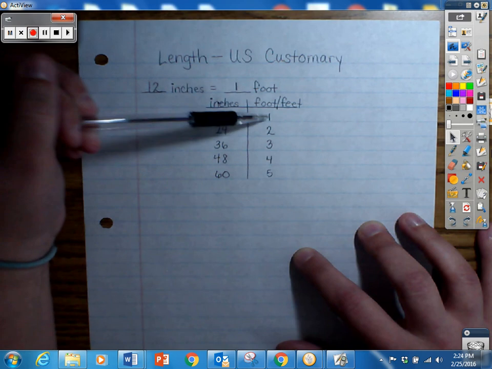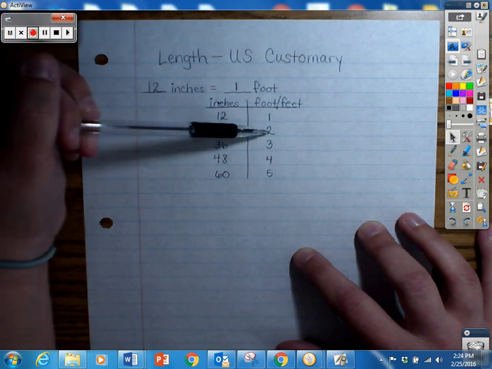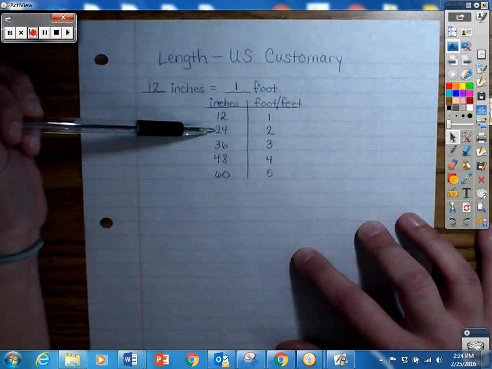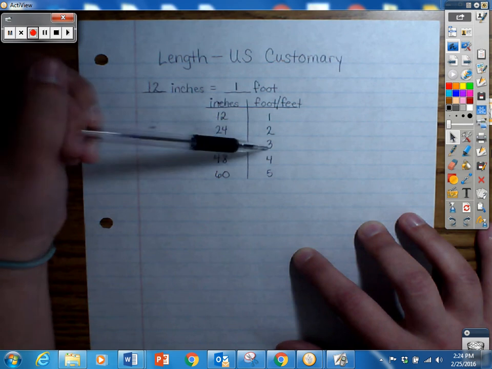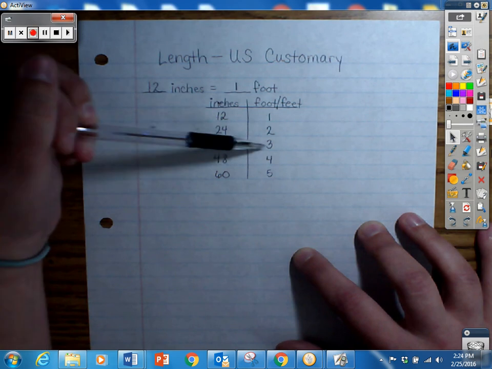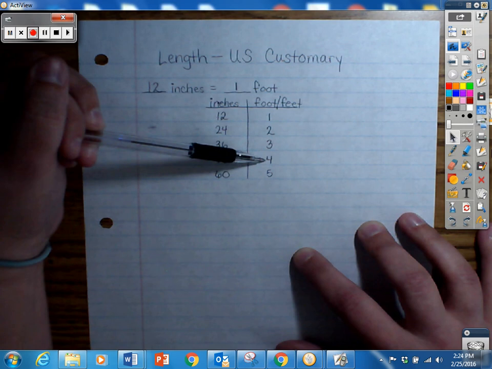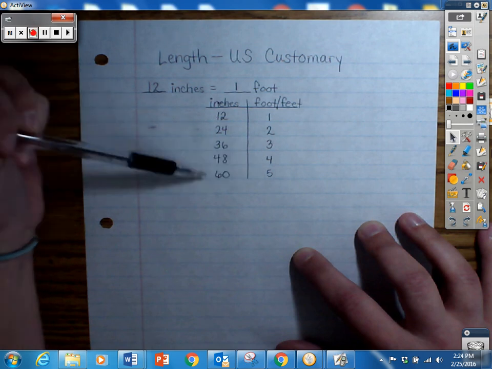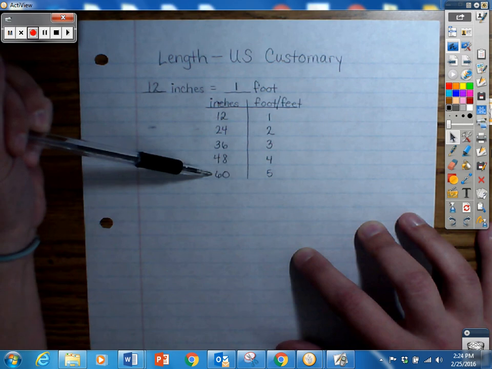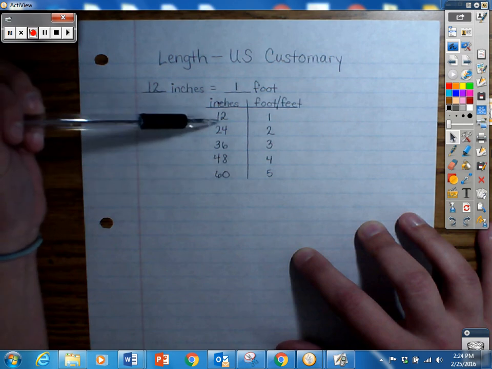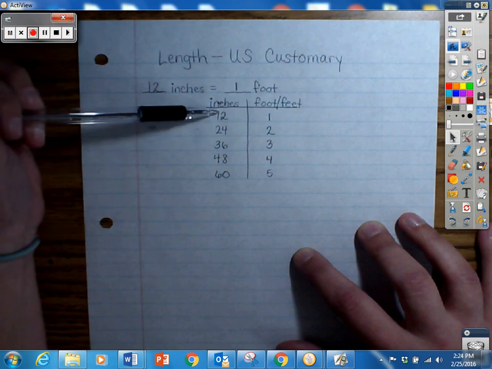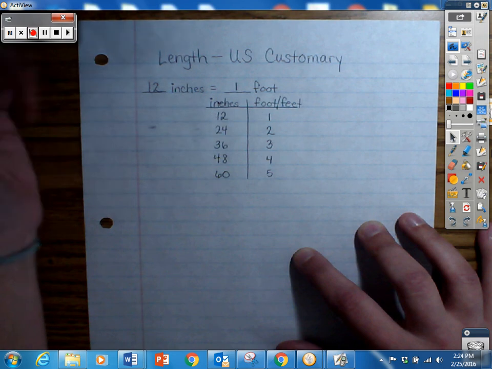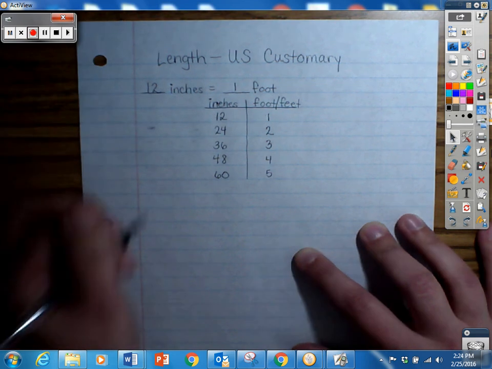So 1 foot is 12 inches, 2 feet, 24 inches, which is 2 12s, 3 feet is 36 inches, which is 3 12s, 4 feet is 48 inches, which is 4 12s, 5 feet is 60 inches, which is 5 12s. So if we remember there are 12 inches in 1 foot, we can always just draw the T-chart and skip count by multiples of 12.